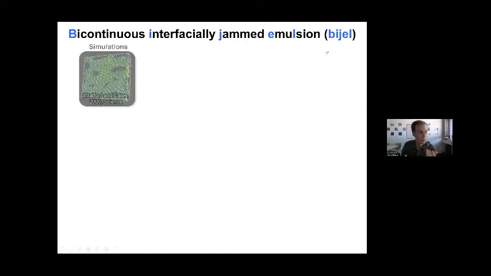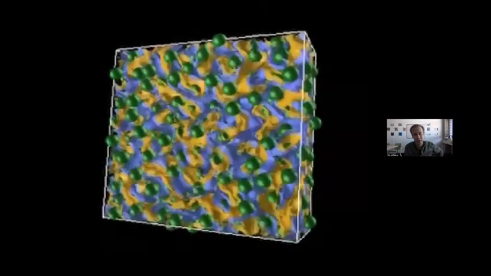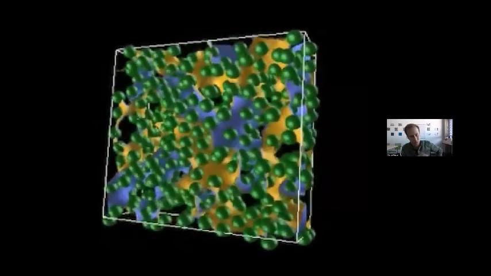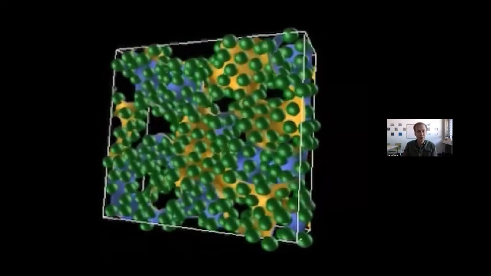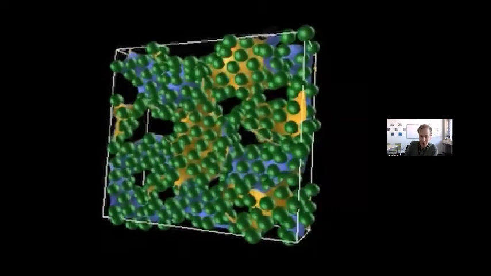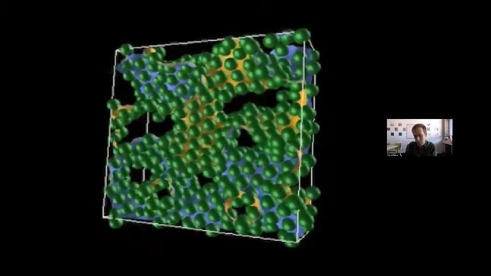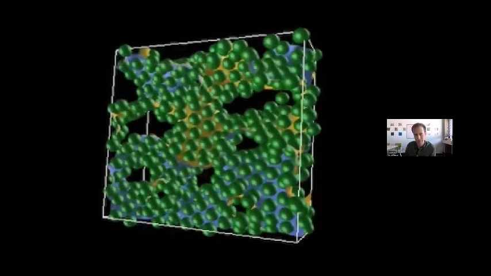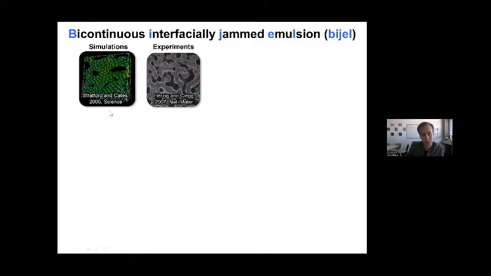The history of bijels actually started with computer simulation. Mike Cates and a postdoc carried out lattice Boltzmann simulations. And here you see a video of their work, where these green colloids assemble on the interface of spinodally demixing fluids and then mechanically arrest this structure by interfacial jamming. Two years later, after the first computer simulation, bijels were first shown to be experimentally obtainable in the laboratory.